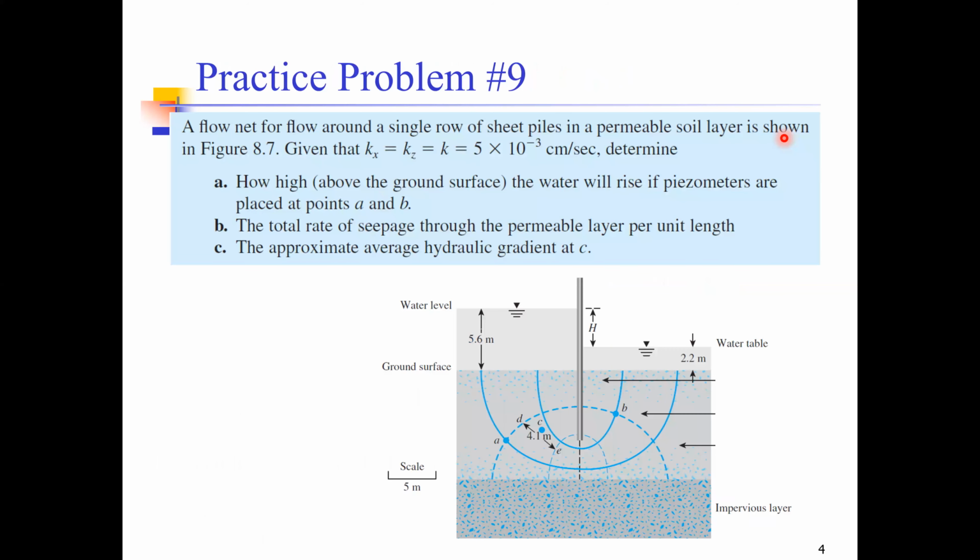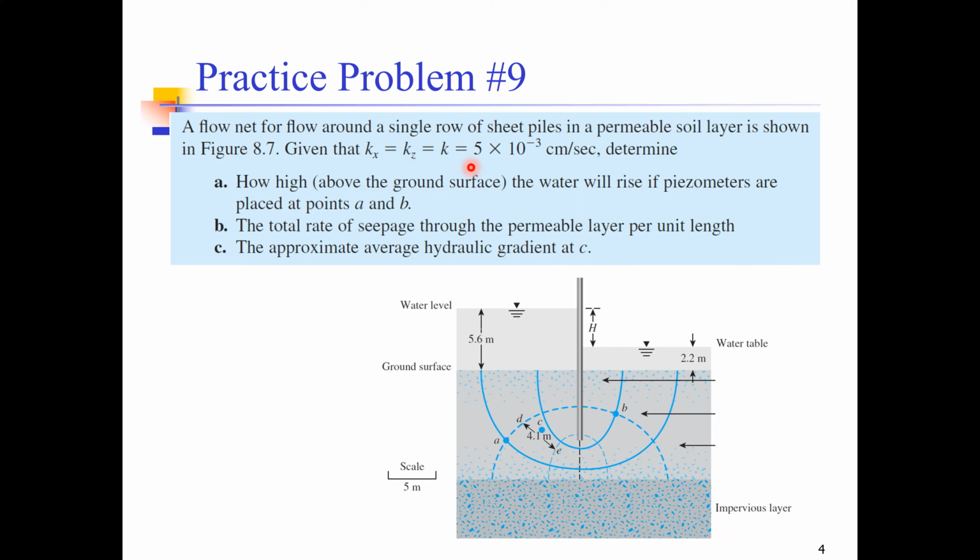So let's solve some numericals and some problems and see how we can determine the different components using these flow nets. The problem given to us states that there is a sheet pile structure and the flow nets for this sheet pile structure are given. The permeability of the stratum in both directions, horizontal and vertical, is given.